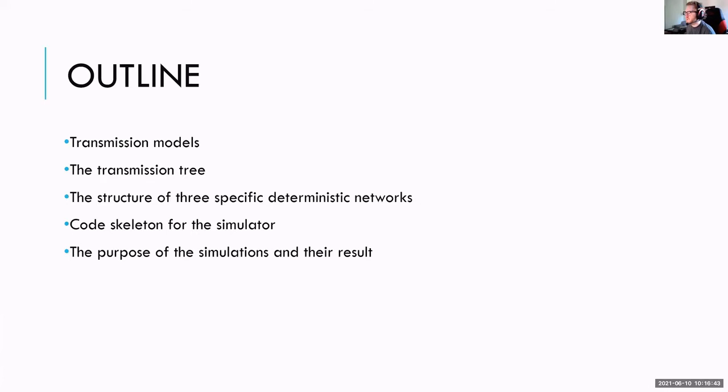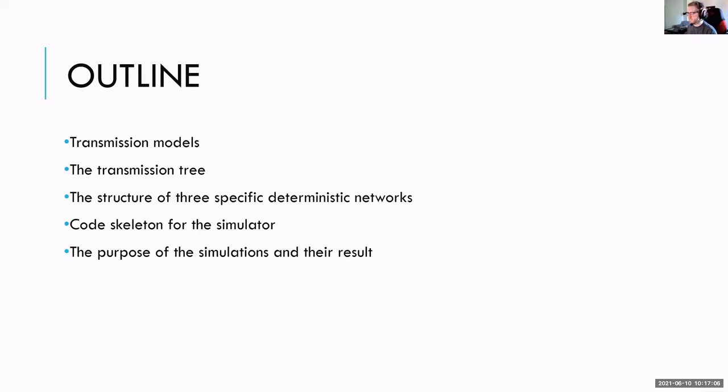So the outline is going to be like this. In the first part, I'm going to talk about transmission models, which states are available for each node. Then the second part is about the transmission tree, a binary tree that describes the path of the contagion as it infects new nodes. It keeps track of the infector and infectee pair, as in who infected whom.